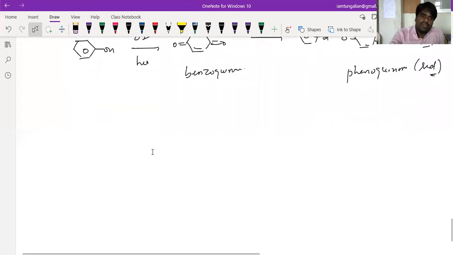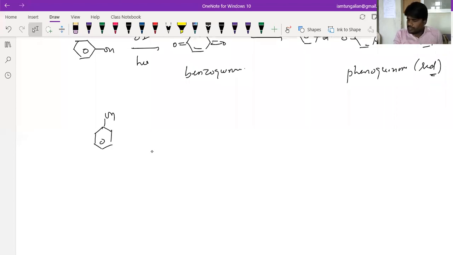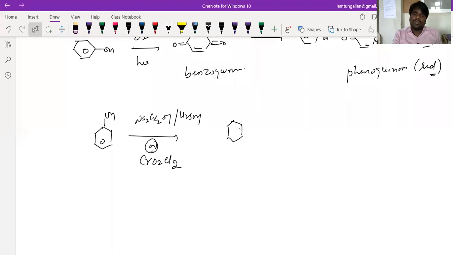If phenol is treated with either sodium dichromate in the presence of H2SO4, or chromyl chloride, it will be converted into benzoquinone. This is what you call chromyl chloride. This will be converted into benzoquinone. This is what you call benzoquinone.